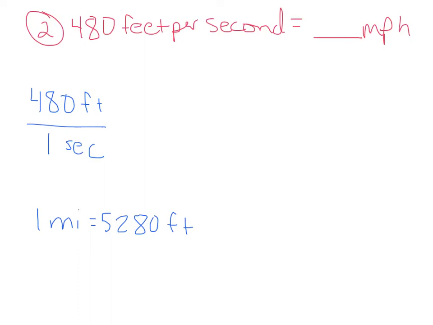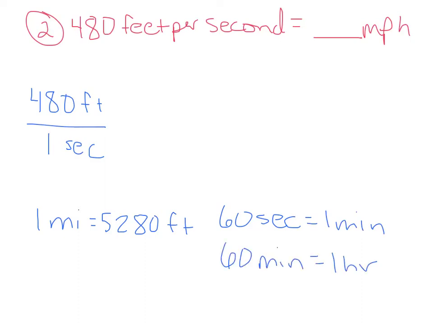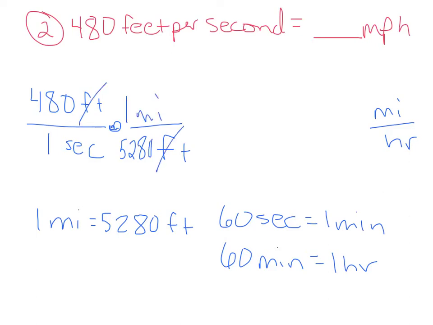Okay. 60 seconds is 1 minute, and 60 minutes is 1 hour. Those are the 3 conversions that I'm going to have to use to end up with miles per hour. So I'm going to multiply by the fraction. First I'm going to get rid of my feet, so since feet are on top, I need to put them on the bottom. So that's 5,280 that goes on the bottom, and 1 mile goes on top. Now my feet are gone. So the top one's in miles, which is what I want.